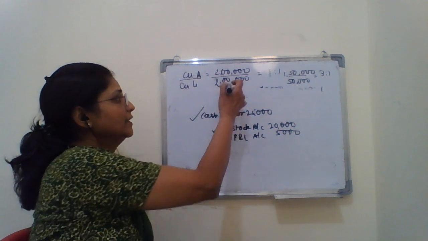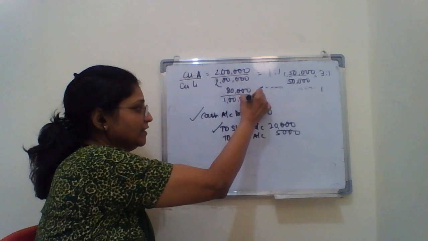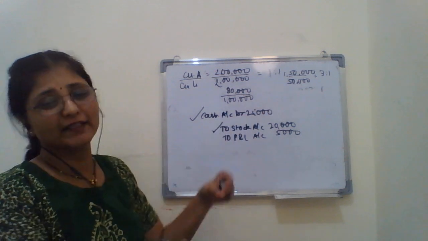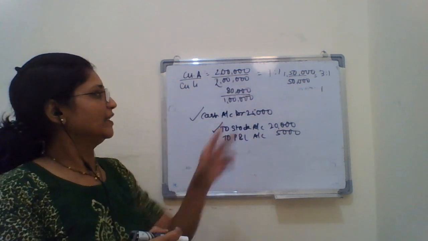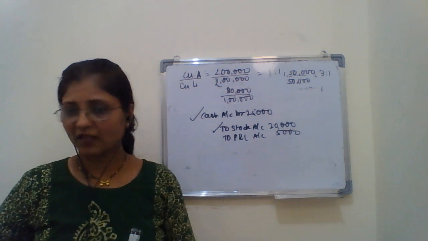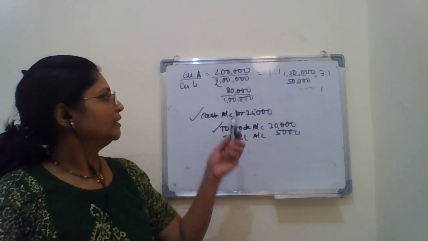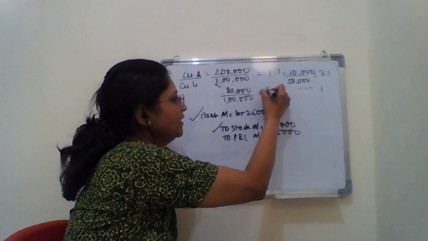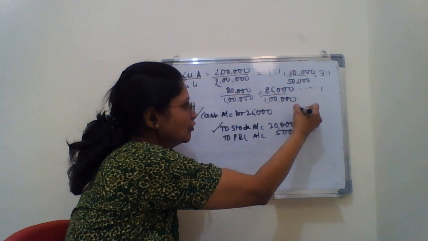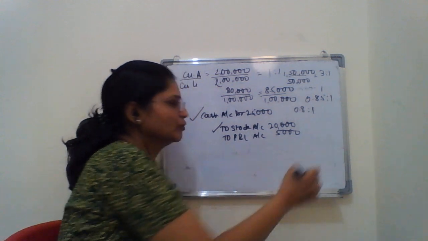In the second case it was 80,000 is to 1 lakh. So in this case definitely there is a difference, but it is not improving by that amount. So it will become 85,000 is to 1 lakh. So the previous ratio was 0.8 is to 1 and now it will become 0.85 is to 1. So the ratio is improving.